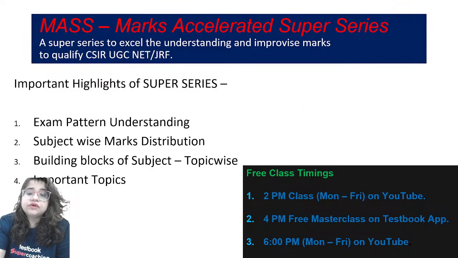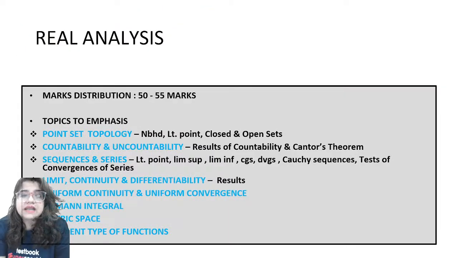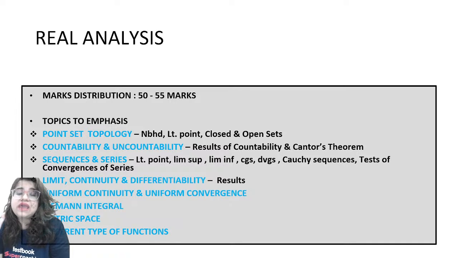Moving further, let's understand the real analysis portion. Today we are going to understand real analysis and work out questions related to it. In the marks distribution we have 50 to 55 marks for real analysis. The first topic is points of topology, countability and uncountability. We are going to go into detail on what topics we are covering in each main topic. The subtopics are very important from the exam point of view. Then I'm going to put up certain questions related to this so that it helps you work even better.